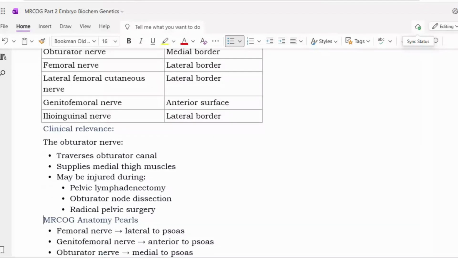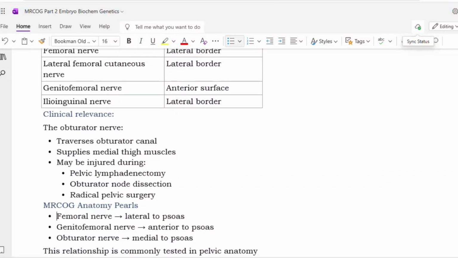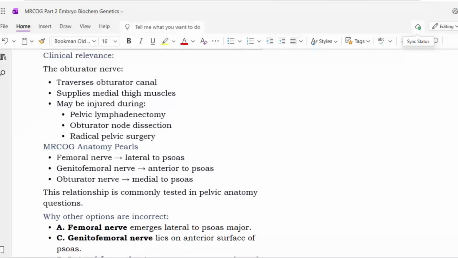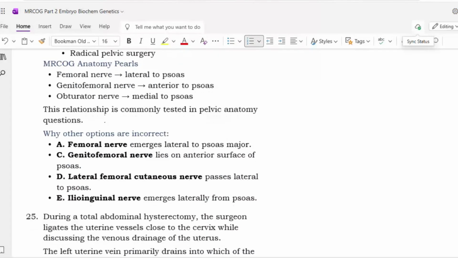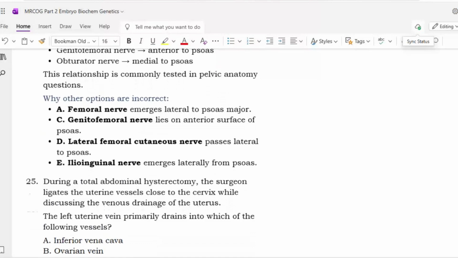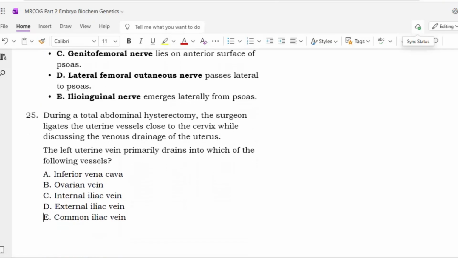The obturator nerve traverses the obturator canal, supplies the medial thigh muscles, and may be injured during pelvic lymphadenectomy, obturator node dissection, and radical pelvic surgery. The femoral nerve lies lateral to the psoas, the genitofemoral nerve anterior to the psoas, and the obturator nerve medial to the psoas. Okay, this relationship is commonly asked in the examination. Femoral nerve emerges lateral to the psoas major, genitofemoral nerve lies on the anterior surface of the psoas. Lateral femoral cutaneous nerve passes lateral to the psoas, and the ilioinguinal nerve emerges laterally from the psoas.